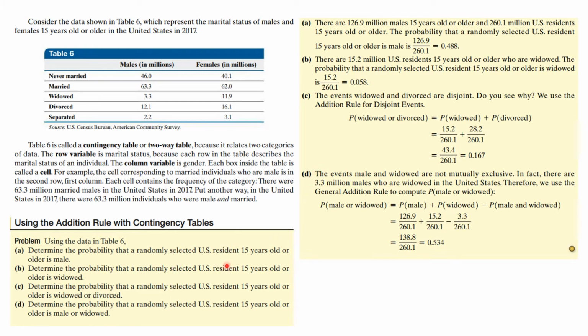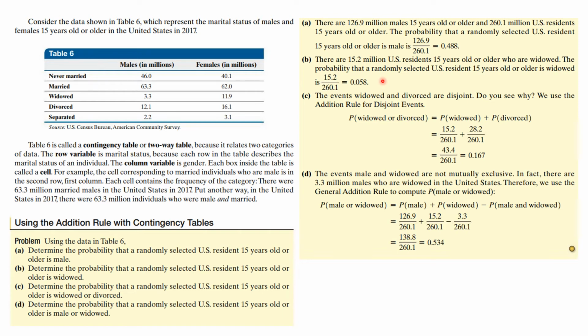Let's look at another problem. Determine the probability that a randomly selected U.S. resident is widowed. Now, if we look at the number of people who are widowed, it's the sum of these two columns, because you can be male or female. And so that means that there are going to be 15.2 million U.S. residents that are widowed. That's divided by the grand total, which was 260.1, and we will get, as that calculation, that there's almost a 6% chance of, if you pick someone at random, them being widowed.